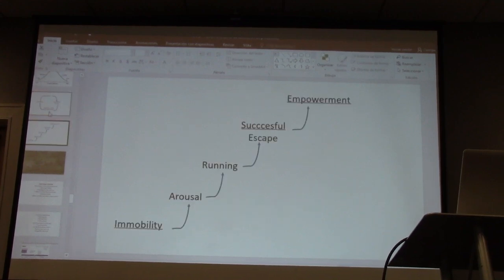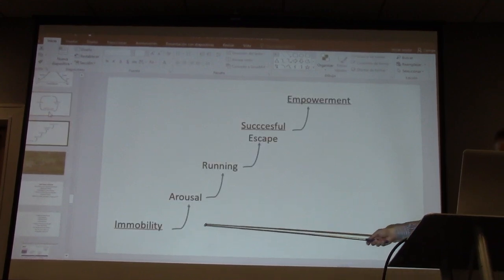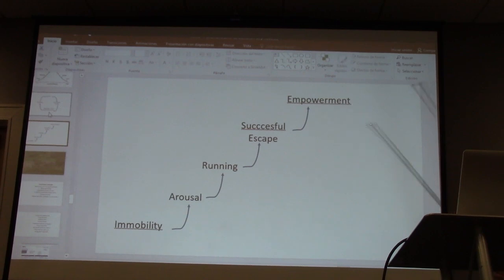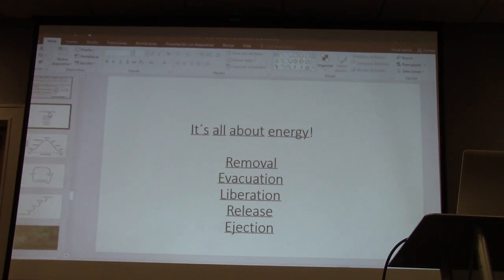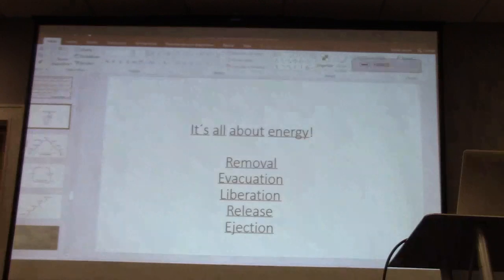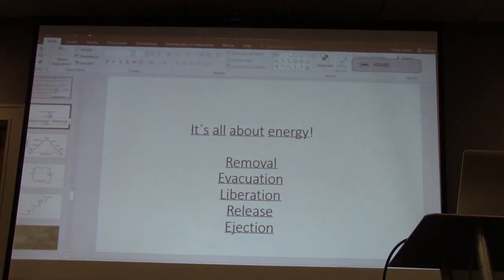But when you heal, you go from being a victim to being empowered. So the idea is to empower the client, whether it's trauma or ADD or depression or peak performance. And it's all about energy. The removal, the evacuation, the liberation, the release, or the ejection. Whatever you want to call it, it's about getting rid of that energy. And by energy, I mean the physical, emotional, and psychological consequences of the trauma. Okay?